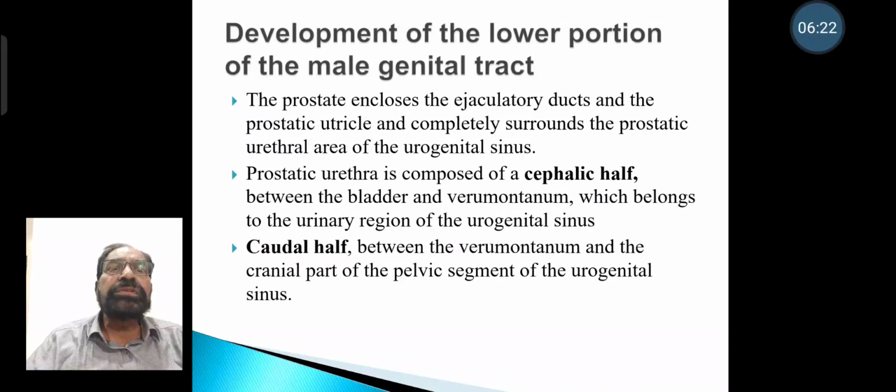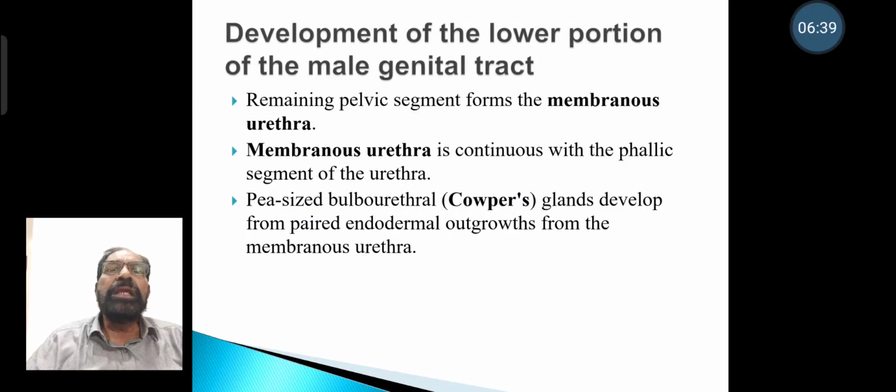Prostatic urethra is composed of a cephalic half between the bladder and veromontanum, which belongs to the urinary system, and a caudal half between the veromontanum and the cranial part of pelvic segment of the urogenital sinus. Remaining pelvic segment forms the membranous urethra. Membranous urethra is continuous with the phallic segment of the urethra. Pea-sized bulbourethral or Cowper's gland develops from paired endodermal outgrowths from the membranous urethra.